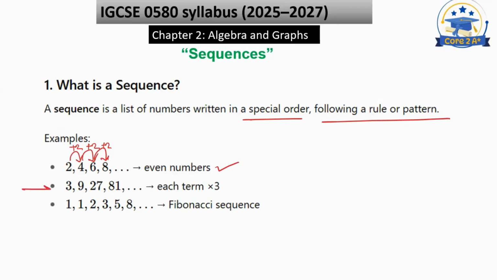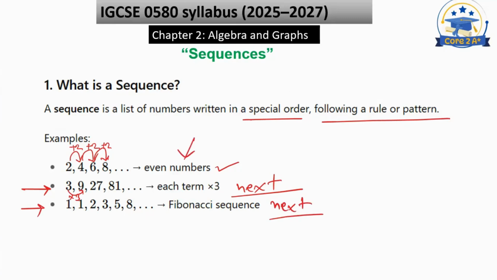Similarly, let's see the second sequence: 3, 9, 27, 81. What is happening over here? If we multiply by 3, we get the next number. 3 times 3 equals 9. 9 times 3 is 27. 27 times 3, right? We are getting the next number. But this is not linear, okay? We will discuss this in the next class. This is also a Fibonacci sequence. This we will also learn in the next class.